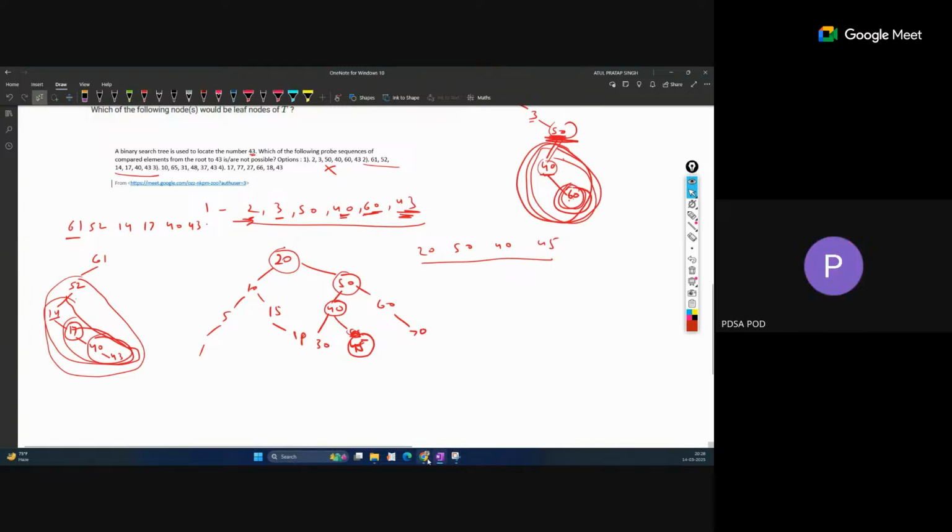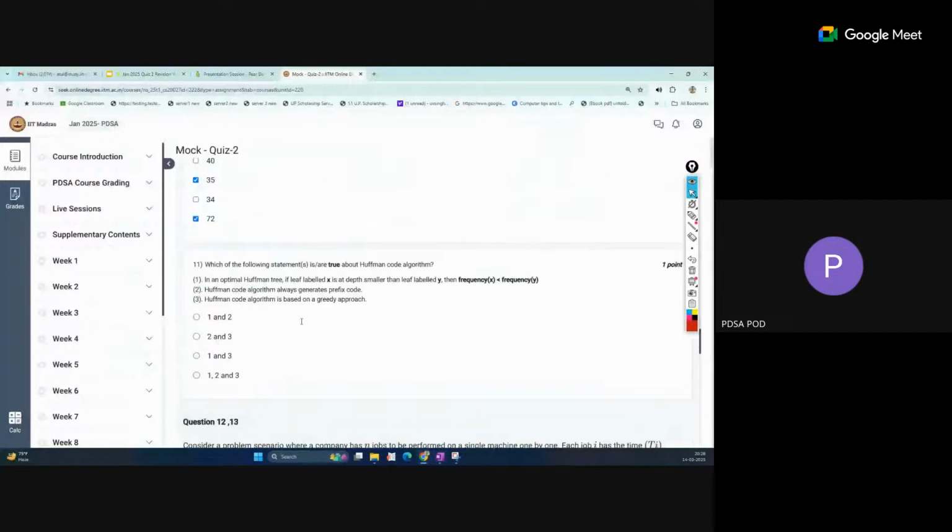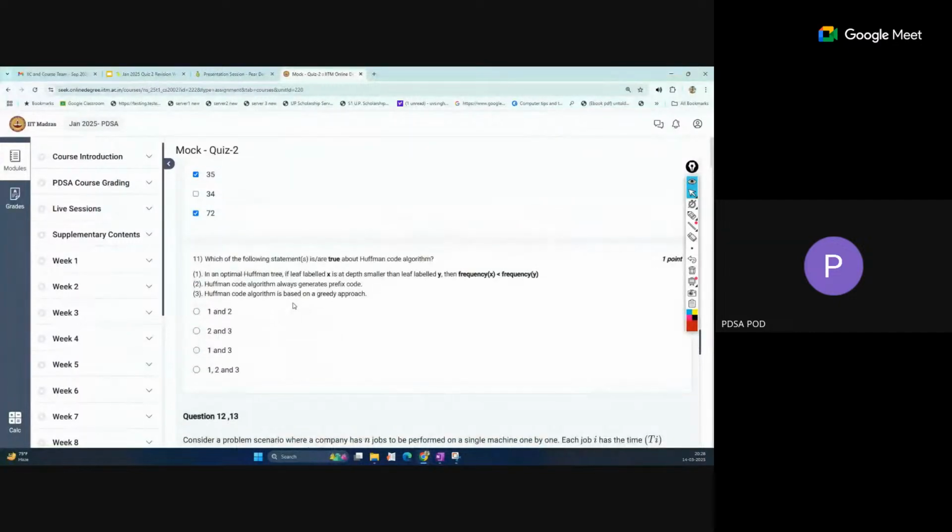So yes, this we have done. Now the next question on Huffman: which of the following statements is true about the Huffman code algorithm? You know how we create the Huffman code. We select the smaller frequency first, and then we create. So in this case, the smaller frequency will always come at the higher depth from the root.